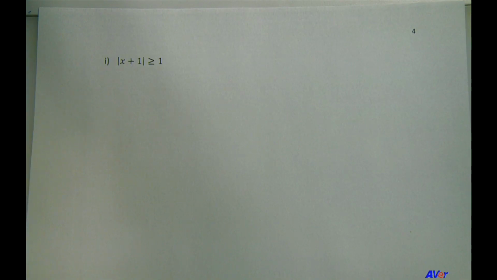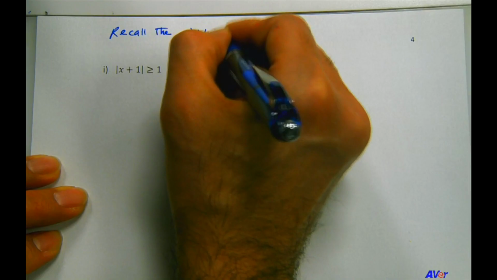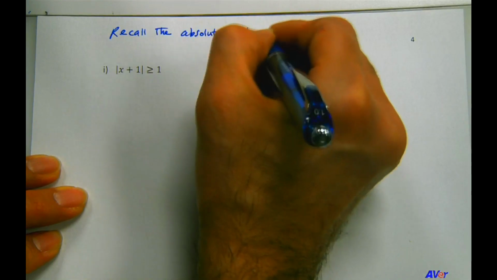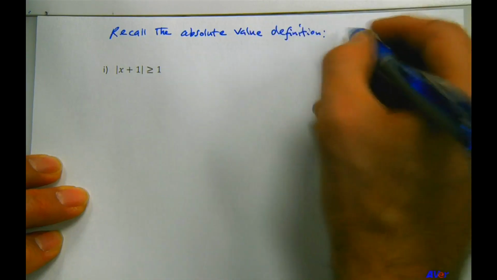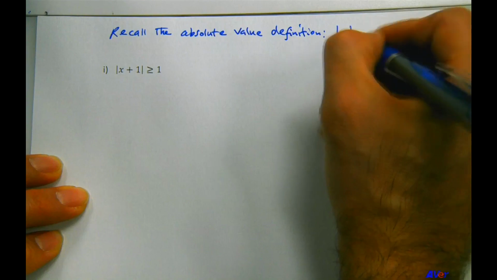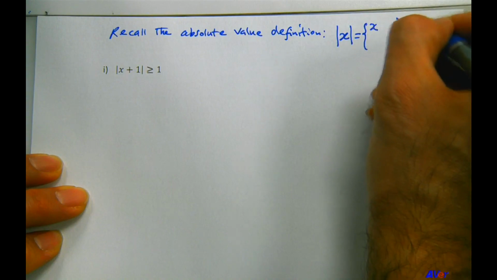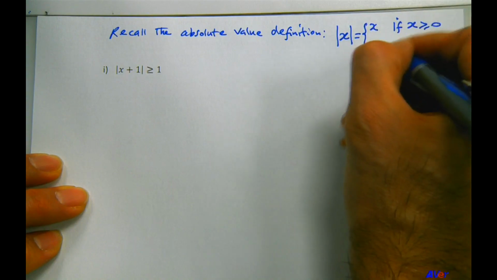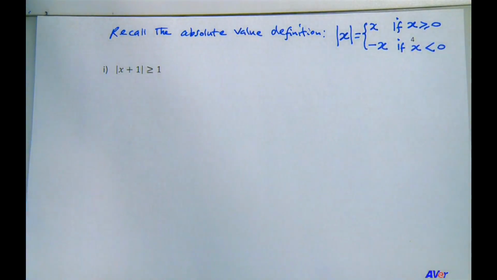So I'm going to write that up here. So recall the absolute value definition, which says absolute value of x is equal to x if x is greater than or equal to 0, minus x if x is less than 0. That's just a mathematical definition.